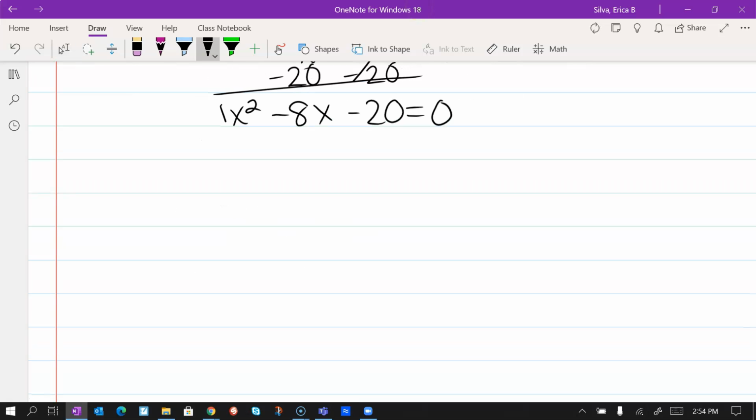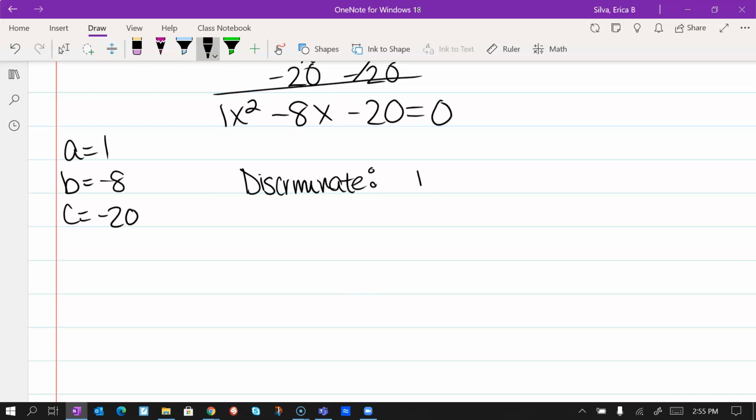And then we're going to label my A, B, and C. We've got A is 1, B is -8, C is -20. Everybody good so far? All right, so we're going to find our discriminant. We've got B squared minus 4 times A times C. So my B is -8 squared minus 4 times A times -20.